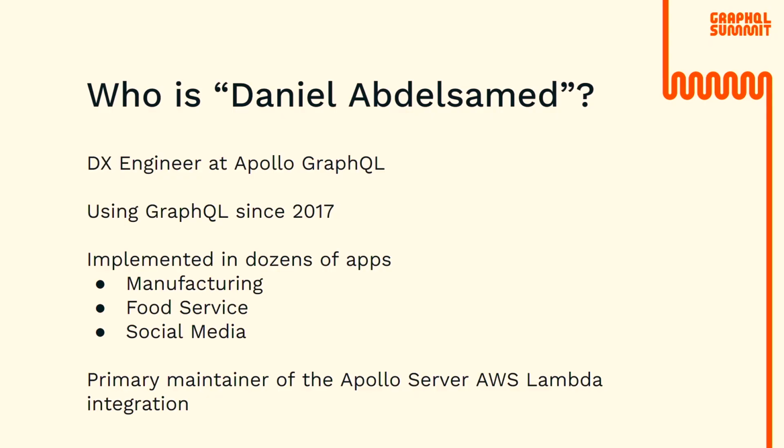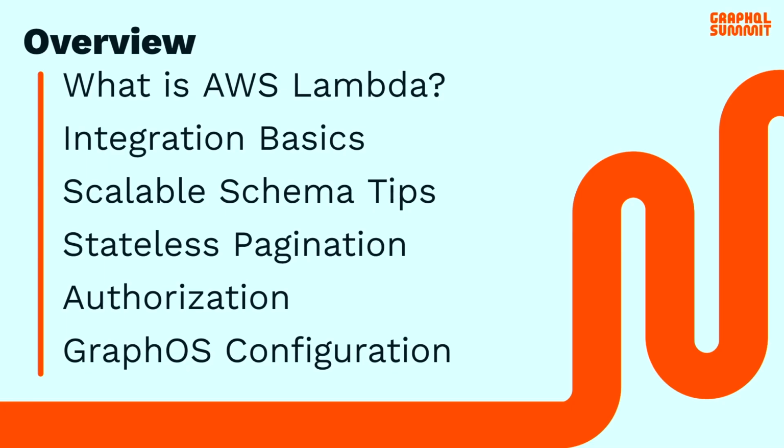I'm also the primary maintainer of the Apollo Server AWS Lambda integration, and that's really what I'm here to talk to you about today. So here's an overview of what we're going to be talking about. First, we're going to start off with what is AWS Lambda, and how are we going to get a basic integration set up? Then we'll talk about scalable schema tips and how to make sure that that first schema you deploy is ready to be iterated on and is ready to take requests. Then we'll talk about stateless pagination and how to make sure that you can iterate across lists effectively in a serverless environment. Then we'll talk about authorization to make your graph secure, and finally, connect it to GraphOS.